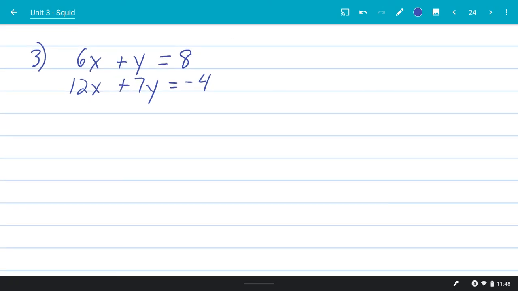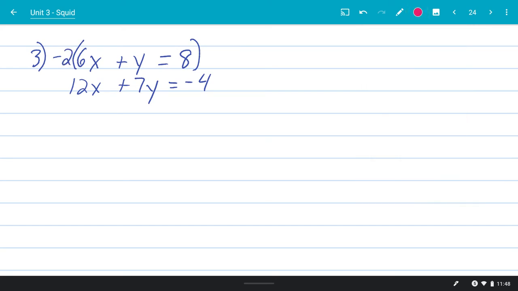For example, look at number 3. If I look at my y's, nothing cancels there. If I look at my x's, nothing's going to cancel there. So what do I do? Well, it would be nice if I had a negative 12x here. How would I get a negative 12? I could multiply it by a negative 2. Or if I had a negative 7y there, that would be good, and I'd multiply it by a negative 7. Now, I'm going to choose the 2 just because it's a smaller number and an easier multiplication, because I get to choose what I want.